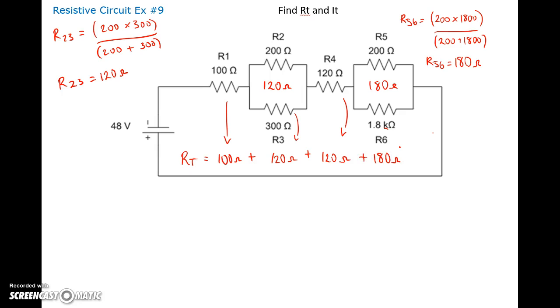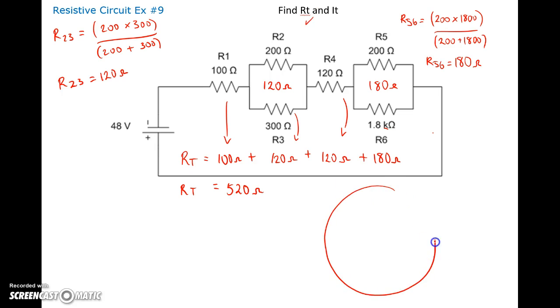Excellent. Now we can find our total resistance. Total resistance is 100 plus 120 plus 120 plus 180. Total resistance ends up being 520 ohms. Okay, so we found RT. Next thing we need to find is IT.